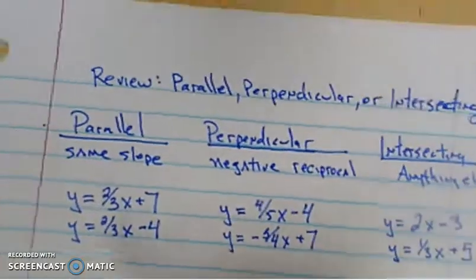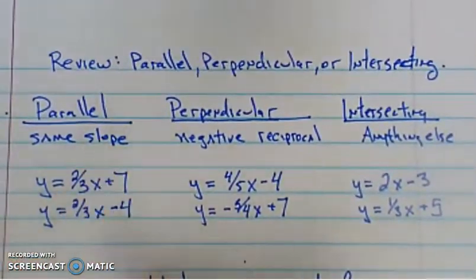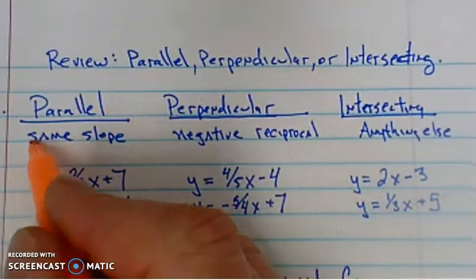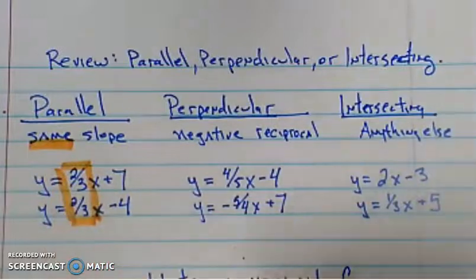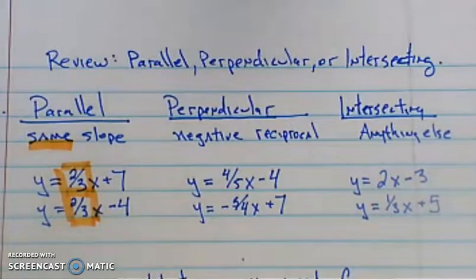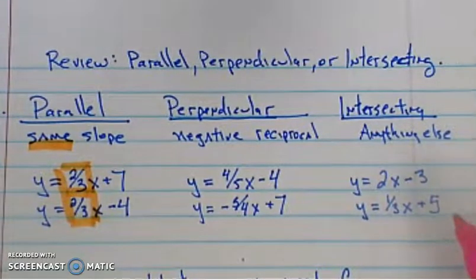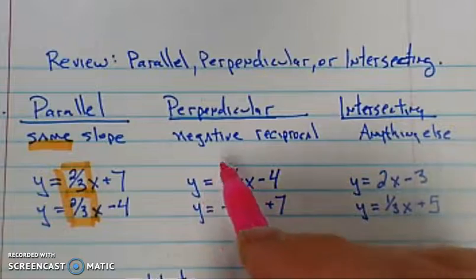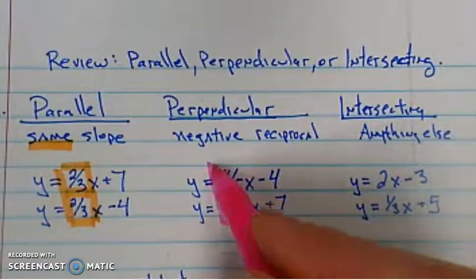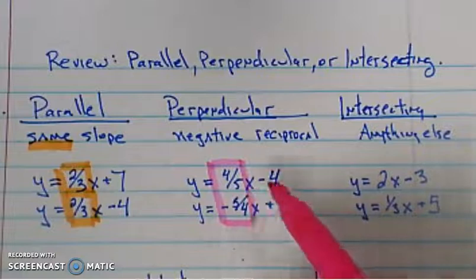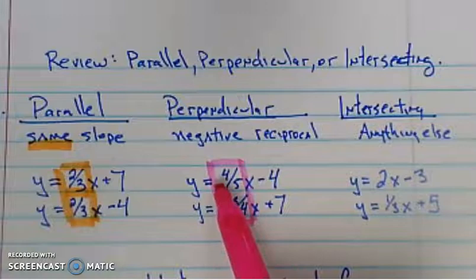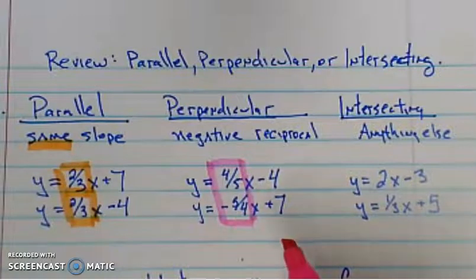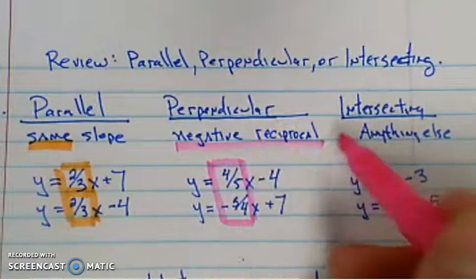So, as we discussed, parallel lines are going to have the same slope. So you can tell here that I'm looking for the same slope, and on both of these equations you can see that the slope for each of those is 2/3. So that would be an example of being the same. Perpendicular slopes have negative reciprocals. So here you can tell that one of the slopes is positive 4/5, while the second slope is negative 5/4. So you've got one positive, one negative, 4/5 and 5/4. So that's the negative reciprocal.